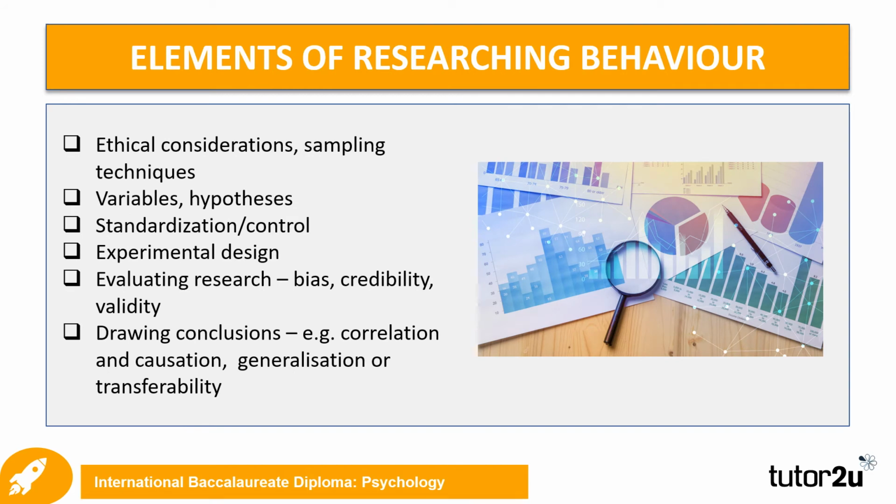In the IB Psychology course, you are going to learn about various other issues which psychologists need to consider while designing and conducting their studies. In addition to ethical considerations and sampling techniques, you will learn about different types of variables and hypotheses, as well as different experimental designs. You will also develop skills necessary for evaluating research in terms of bias, credibility, and validity. Finally, you are going to learn about drawing conclusions from psychological studies in terms of correlation and causation, as well as generalization and transferability.